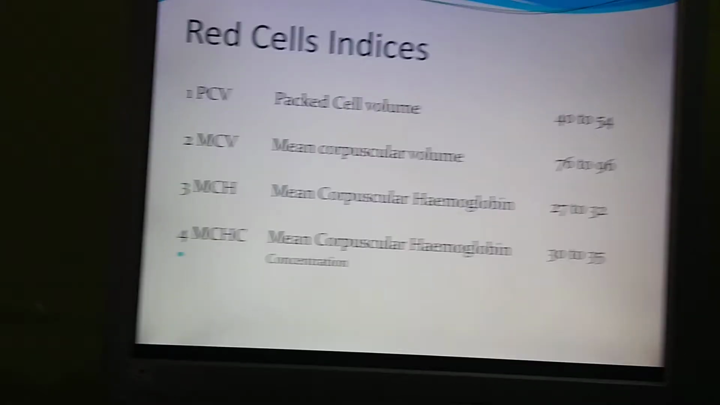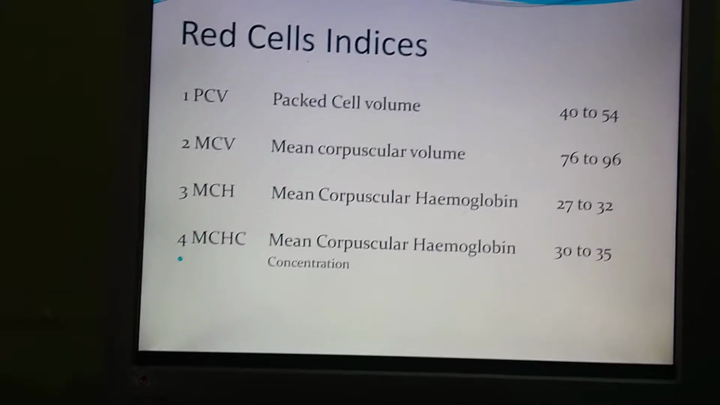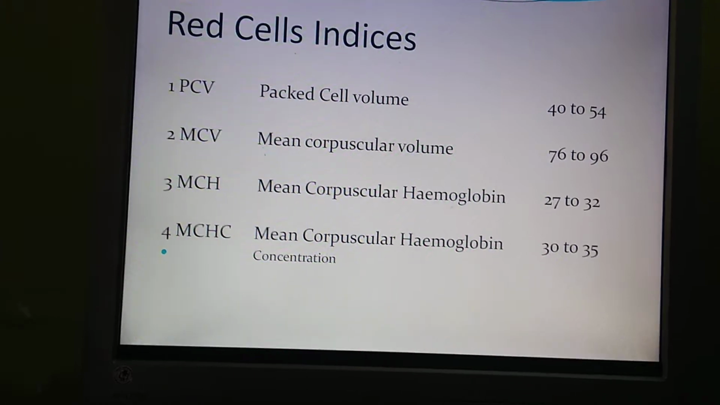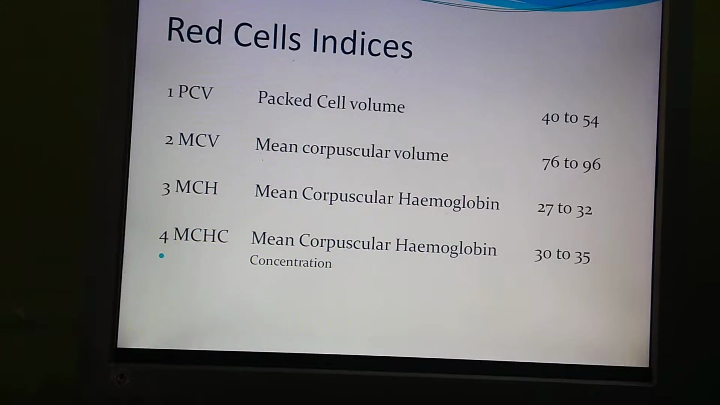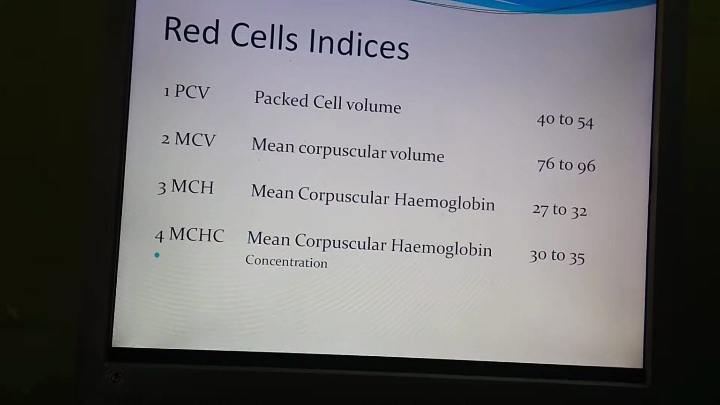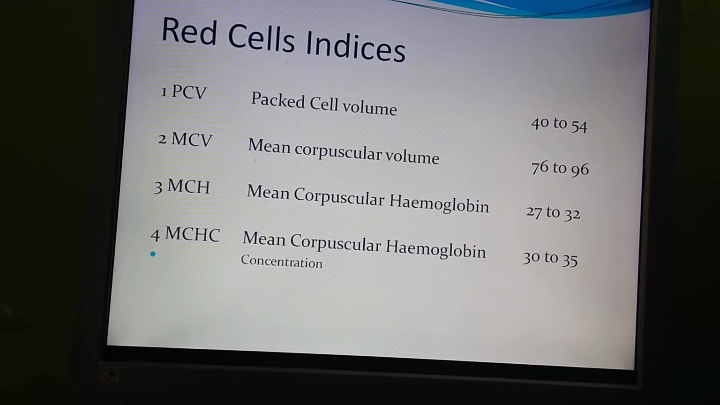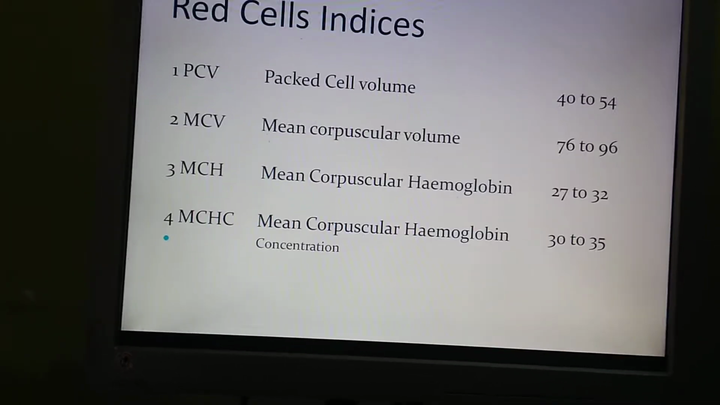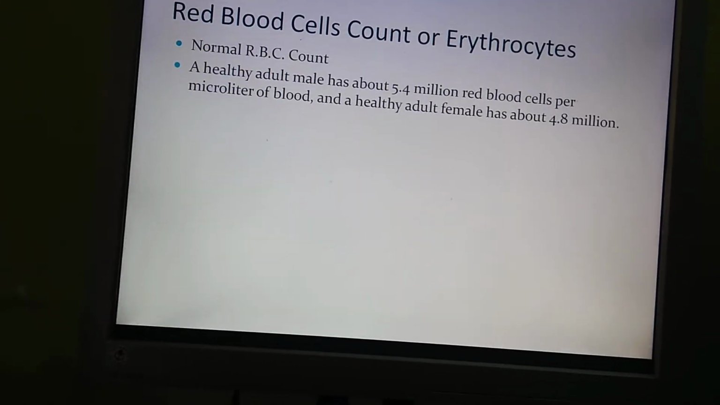We'll see what is anemia. Before that, the next test is the red cell indices test. The test includes, and normal values are, PCV, packed cell volume, 40 to 54; MCV or mean corpuscular volume, 76 to 96; third is MCH, mean corpuscular hemoglobin, 27 to 32; and MCHC, mean corpuscular hemoglobin concentration, 30 to 35. These are the normal ranges which have no unit. This test is done to analyze different types of anemia.